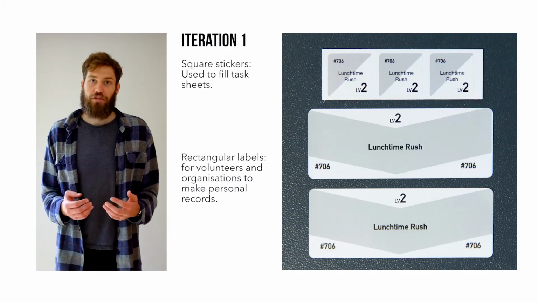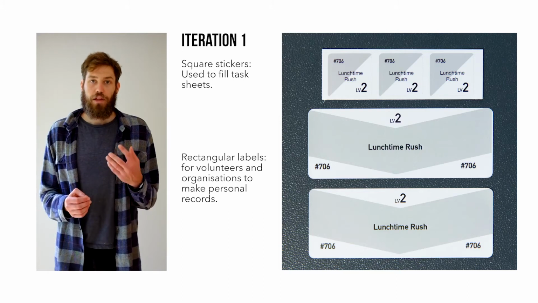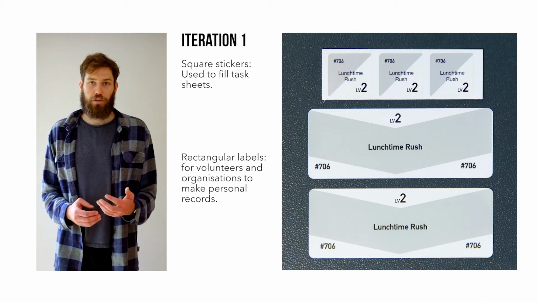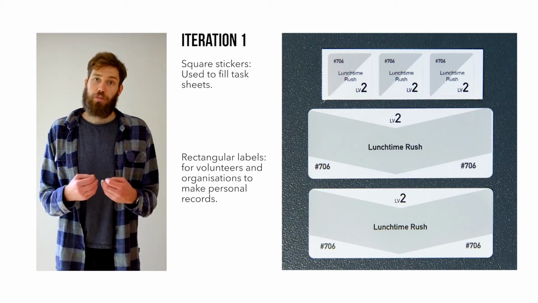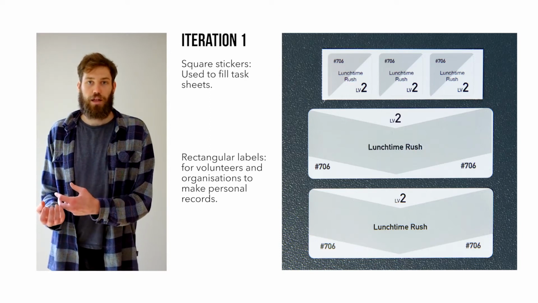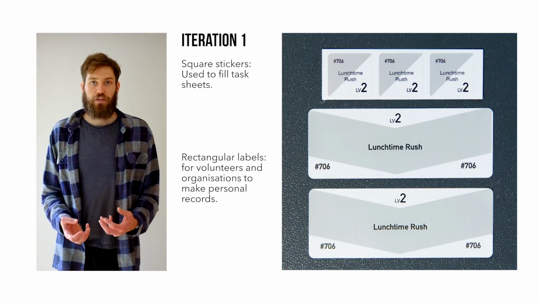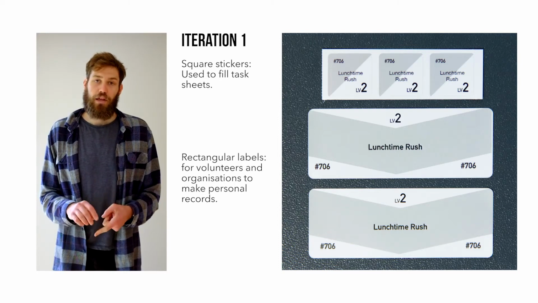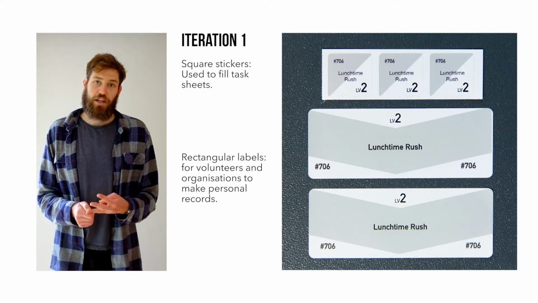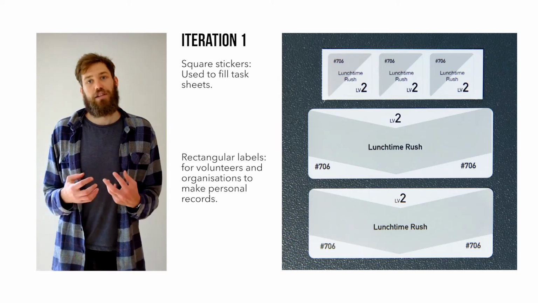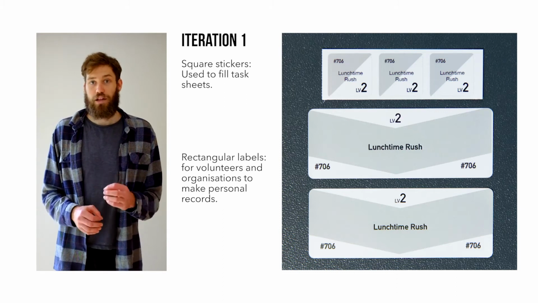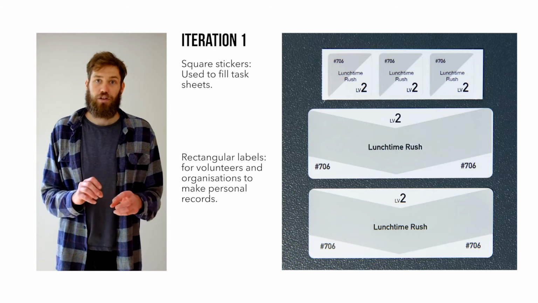The first iteration of the stickers had two different types: square ones, which volunteers used to fill out task sheets, and rectangular labels, which they used to make private records, whether that be the volunteer making a record or an organisation making a record. Each set of stickers has 3 unique pieces of information: the title of them, how hard it is to achieve, and the unique identification number. Now, in the first iteration of these stickers, there were over 13,500 of them in order to cover each skill and task used in the game.